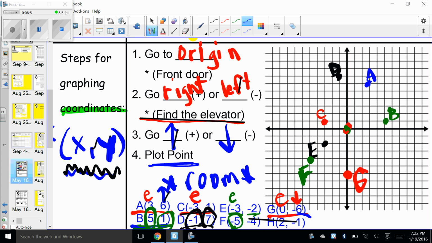And finally, player H. Player H finds the elevator. It's at 2, and then is going to go down 1 floor. So player H is elevator's 2nd door on the right, down 1 floor, and that's player H. So those are the entire basketball team. All 8 players are staying in this hotel, and our rooms are indicated A, B, C, D, E, F, G, H, all staying in different locations, but that is how we would graph coordinates.